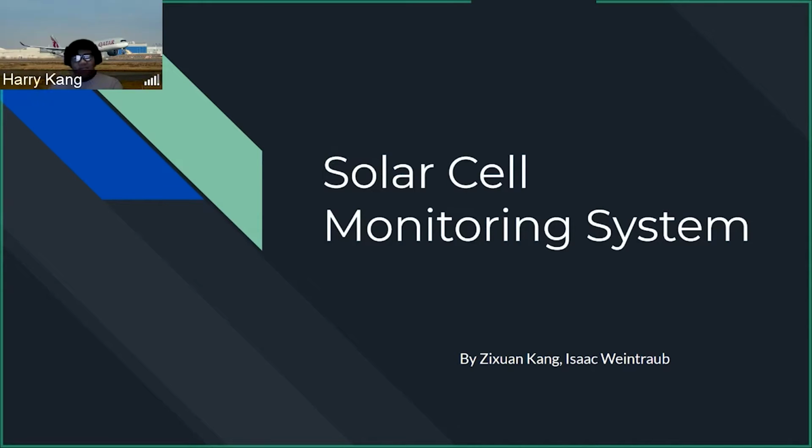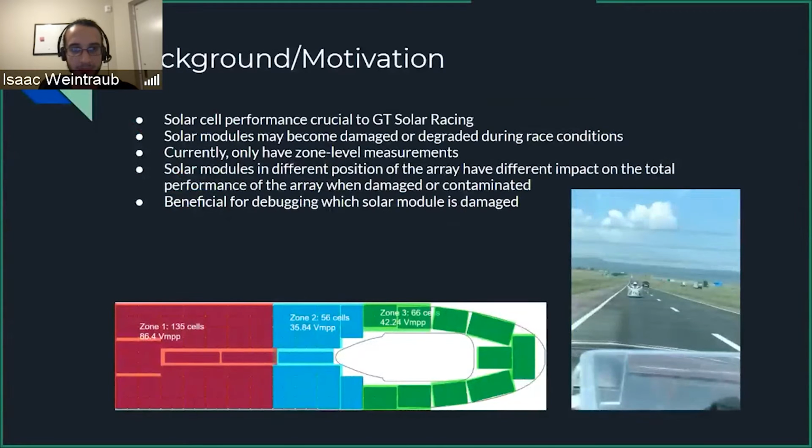We are proposing a solar cell monitoring system for use on GT Solar Racing. As the team name suggests, solar cell performance is crucial to the performance of the vehicle. However, due to the arduous race conditions, solar modules may become damaged or degraded.